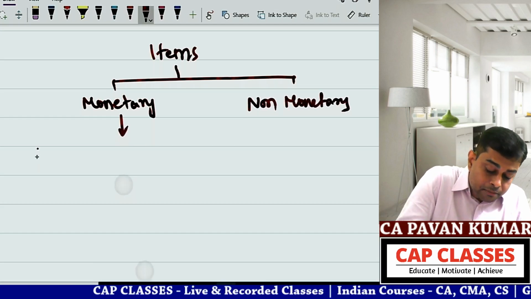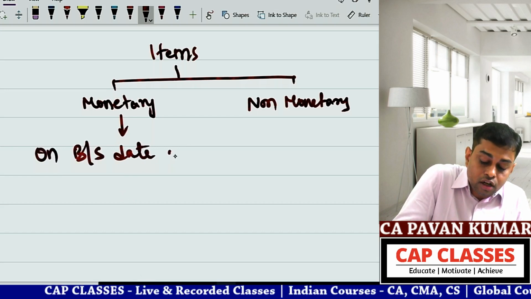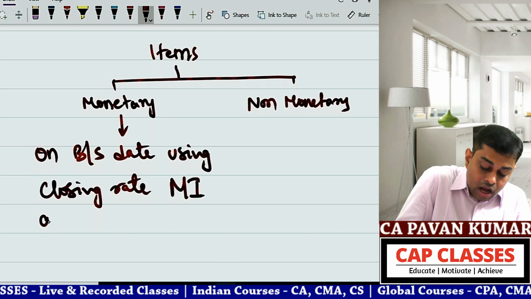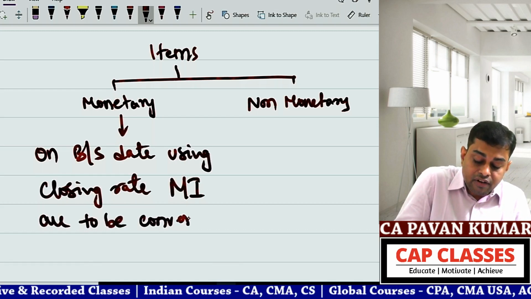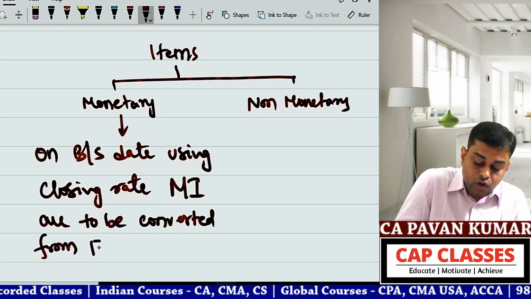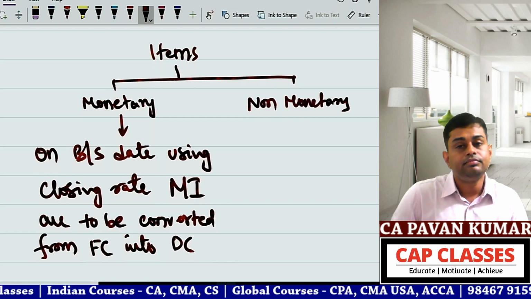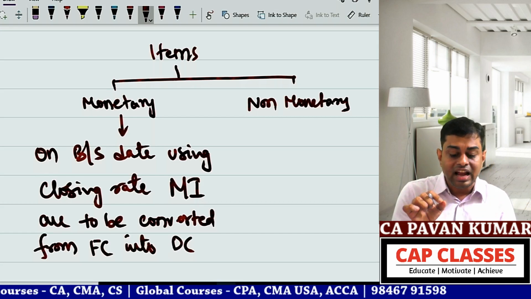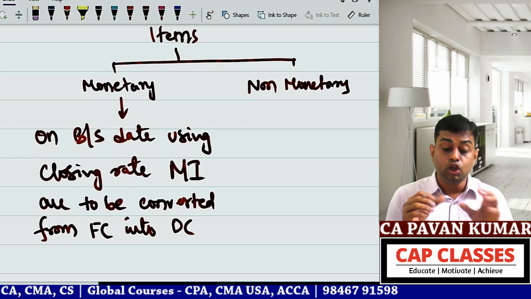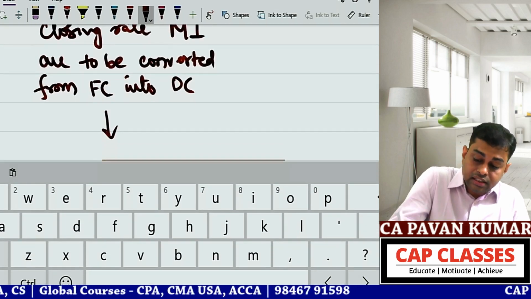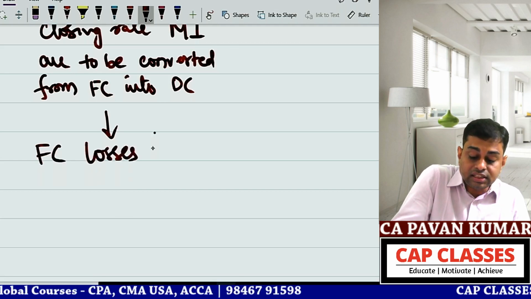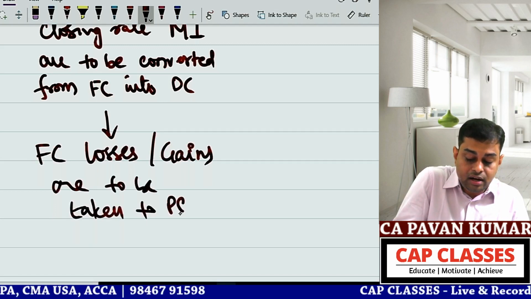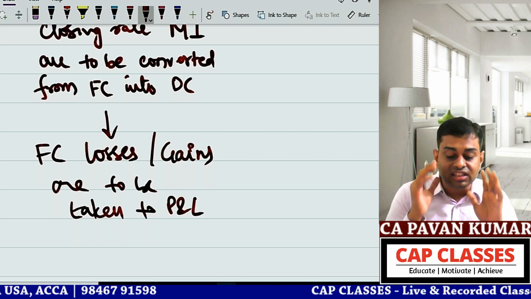If it is a monetary item on the balance sheet date, using the closing rate, monetary items are to be converted from foreign currency into domestic currency. Already they might be in domestic currency, but still you will consider the differences. That's all. So use the closing rate and convert monetary items into your currency again to see if there are any ups and downs. And any foreign currency losses or foreign currency gains are to be taken to P and L. This is the accounting. If you understand this, half the standard is over.